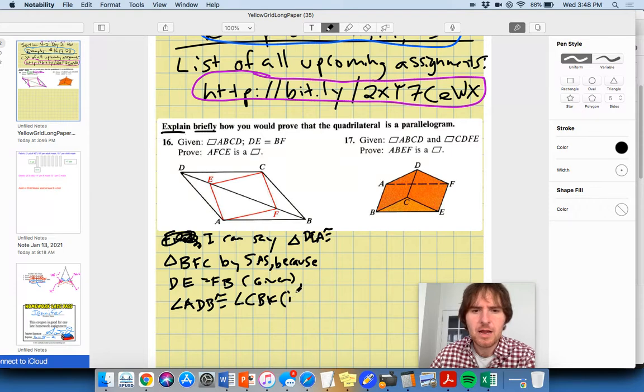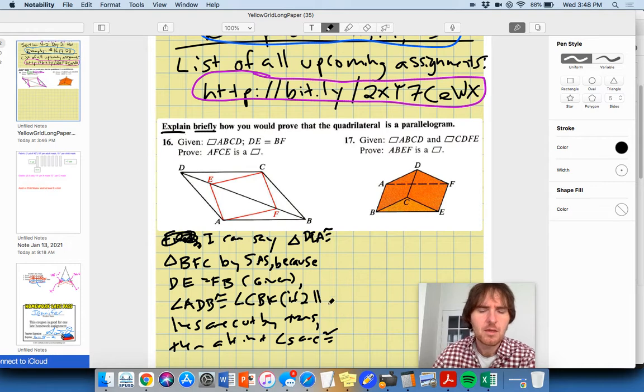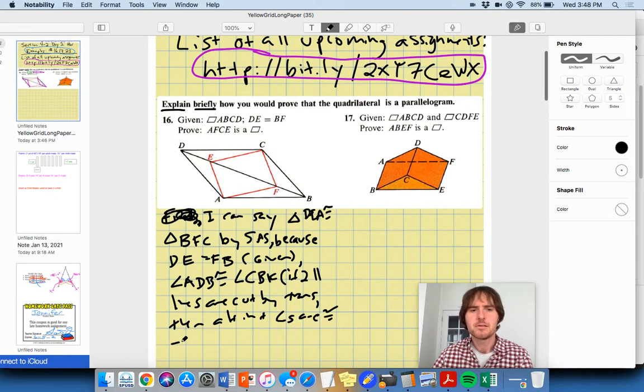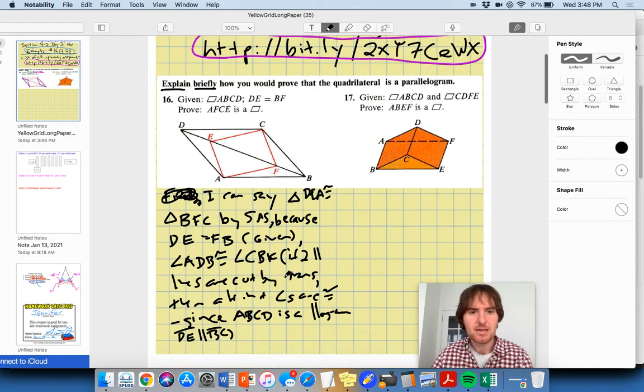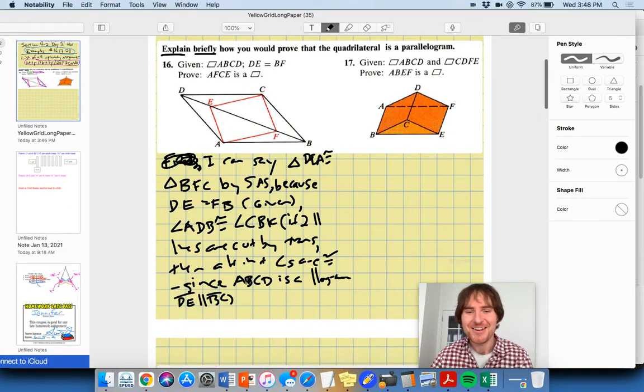And we go through, if two parallel lines are cut by a transversal, then alternate interior angles are congruent. And one thing I might want to add there is that since ABCD is a parallelogram, we would have to say in a proof that DE is parallel to BC. So that allows us to get that those alternate interior angles are congruent.